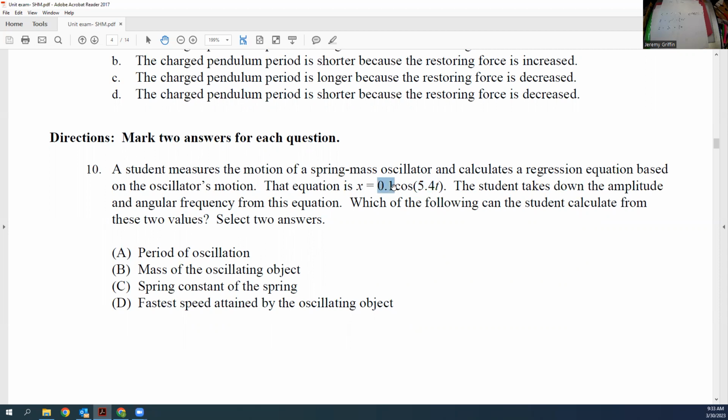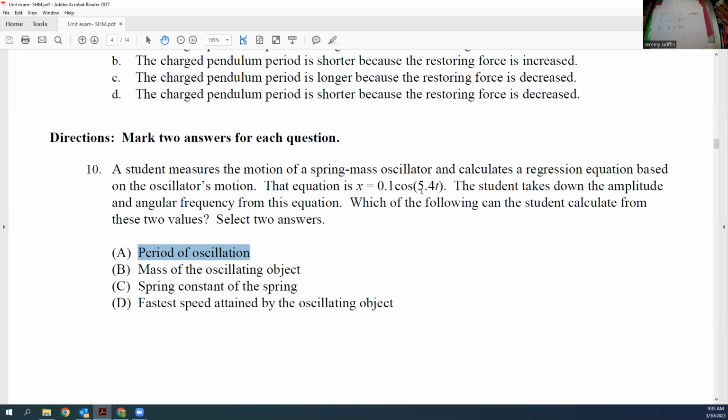Well, the amplitude is this 0.1 meters. 5.4 is the angular frequency, right? Angular frequency is 2 pi times the regular frequency. What can you calculate? Can you get the period of oscillation? Yes. Here, I'll show you guys how you get the period of oscillation.